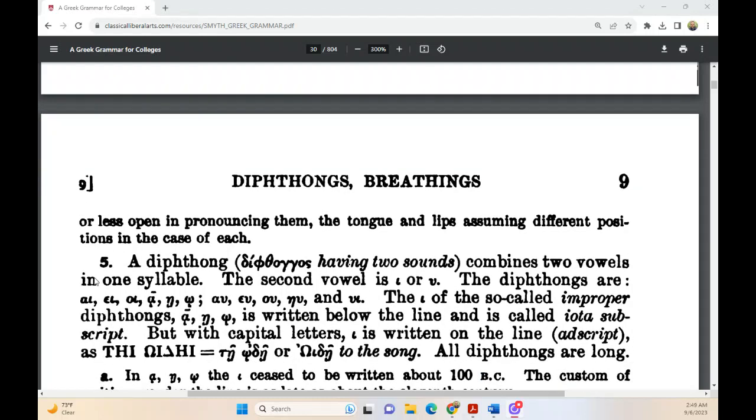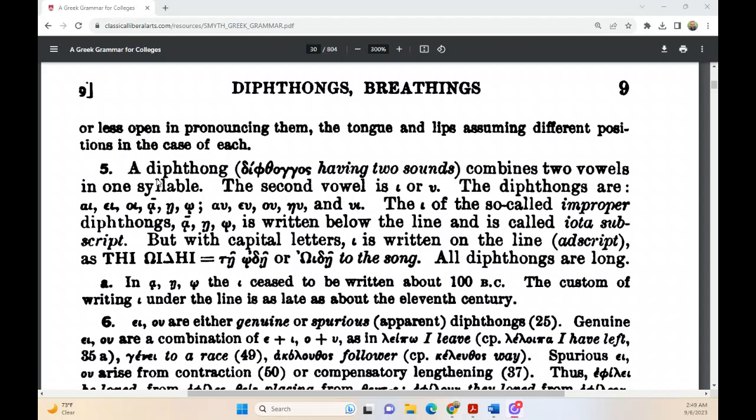In Article 5, we learn about the diphthong. And you see here you're given the Greek word di, which means two, and then phthongos, which means sound. So diphthongos means two sounds. A diphthong combines two vowels in one syllable.